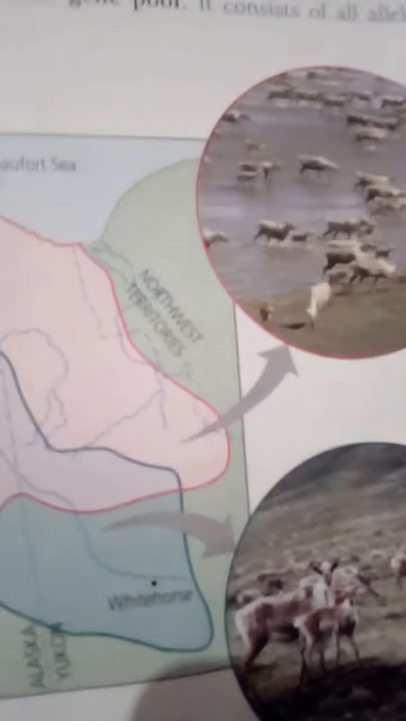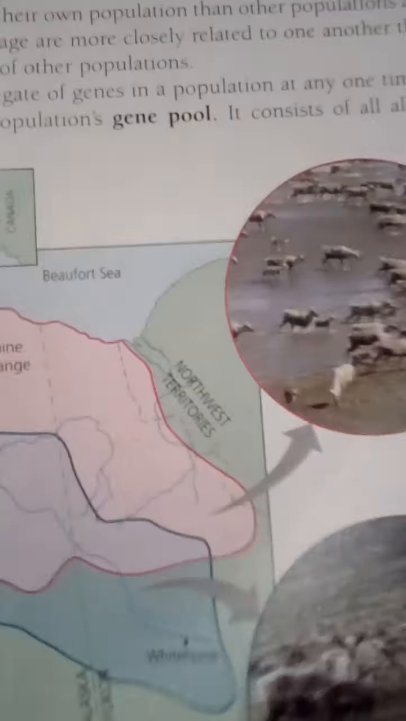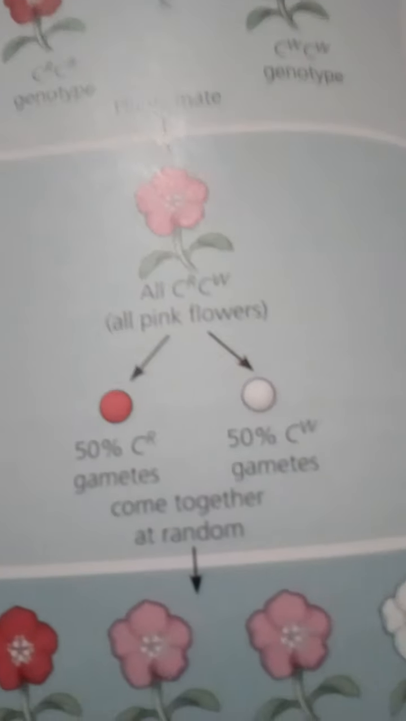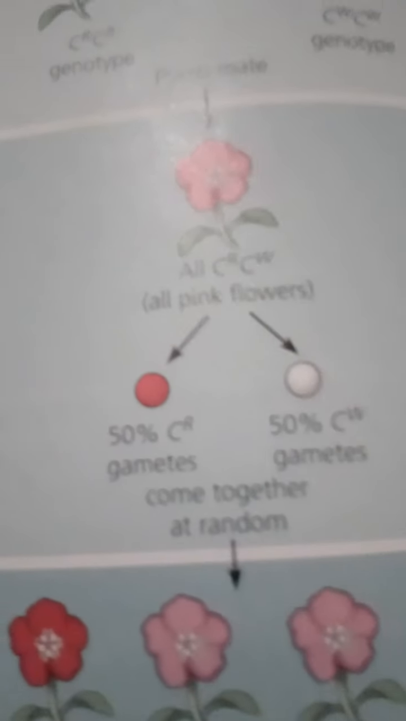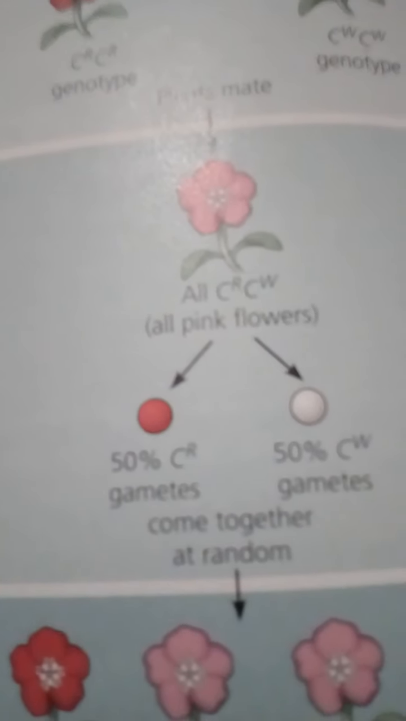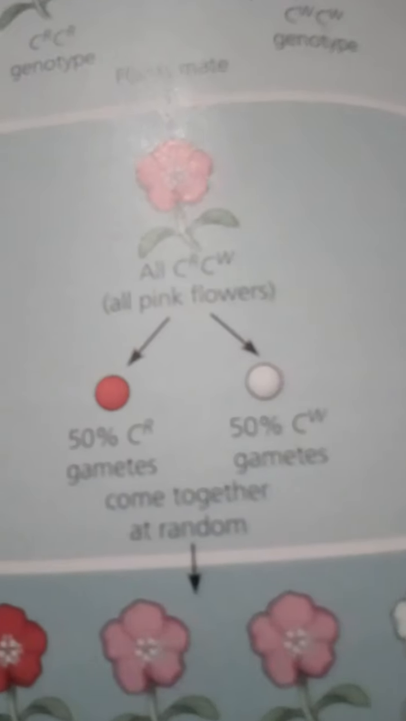The aggregate of genes in a population at any one time is called the population's gene pool. It consists of all alleles at all gene loci in all individuals of the population. If only one allele exists at a particular locus in a population, that allele is said to be fixed in the gene pool, and all individuals are homozygous for that allele.